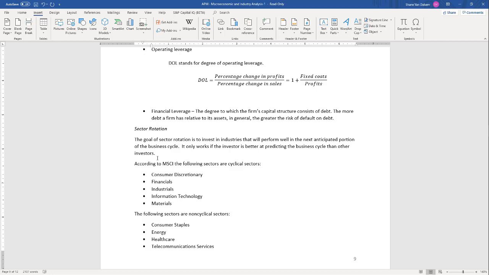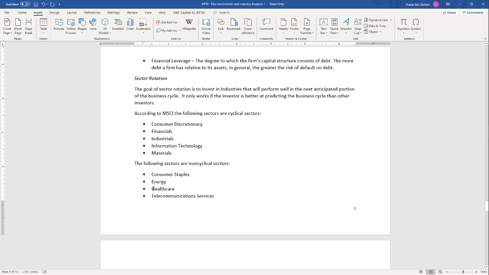The following sectors are non-cyclical sectors, meaning they're not very sensitive. Consumer staples, I mentioned toilet paper. Everyone needs toilet paper. It's not based on the business cycle. Everyone needs utilities. I have down here energy. This is according to MSCI, and that document is also on D2L. Energy, healthcare, people get sick, they need to go to the hospital.